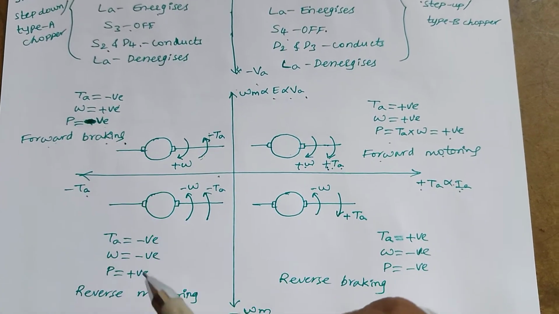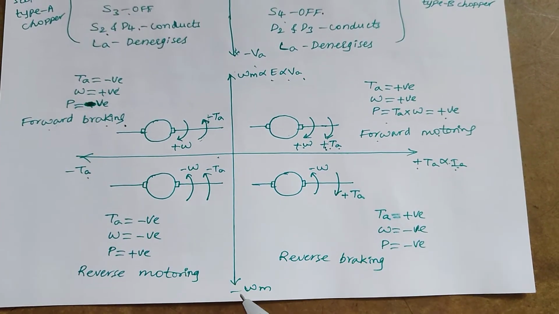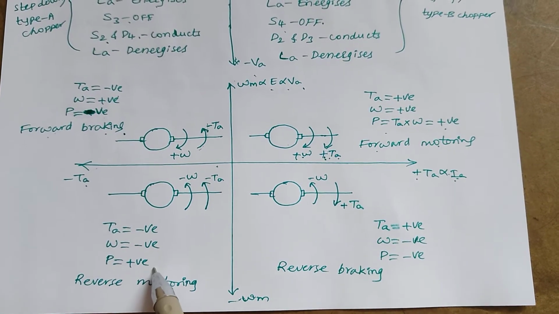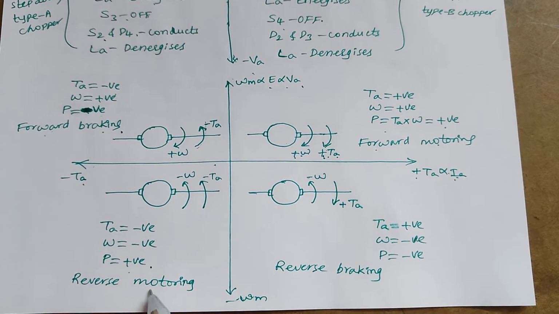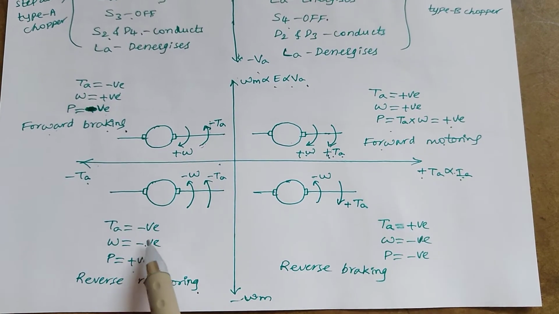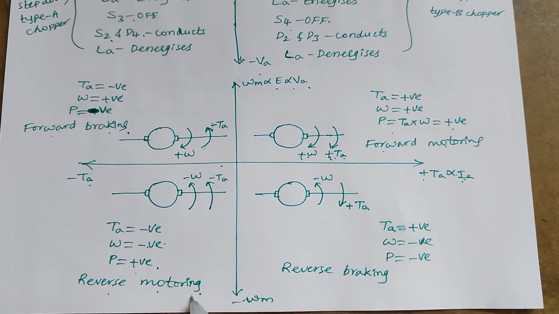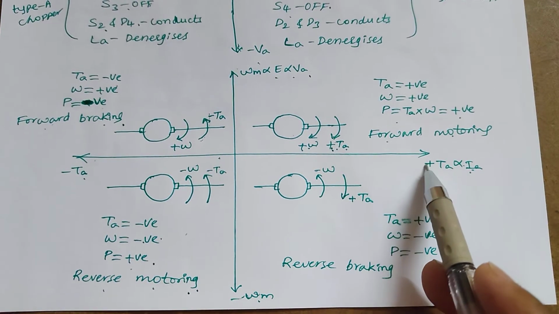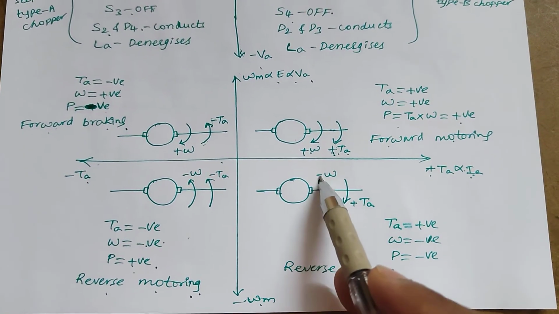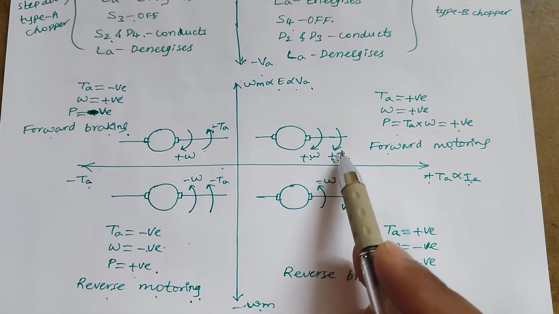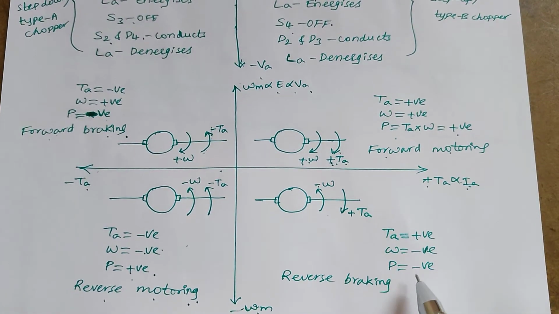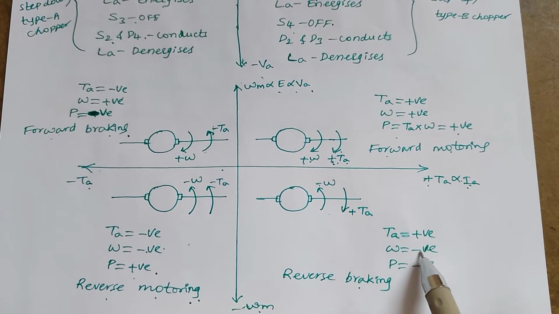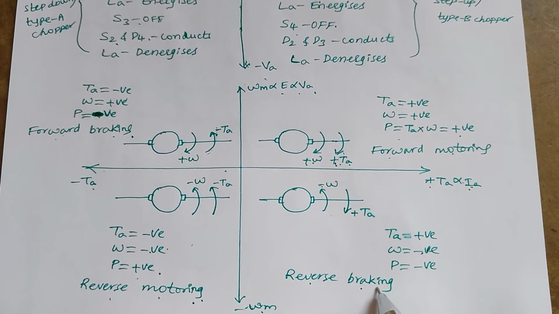From forward braking mode, if we reverse the speed direction, the speed and torque are both negative. Hence, power is positive. That becomes the motoring mode, but with reverse speed, that's why it is the reverse motoring mode. Next, with reverse speed and positive torque, like the first quadrant, that makes the power negative. That gives the braking operation, but as speed is negative, it is reverse braking operation.